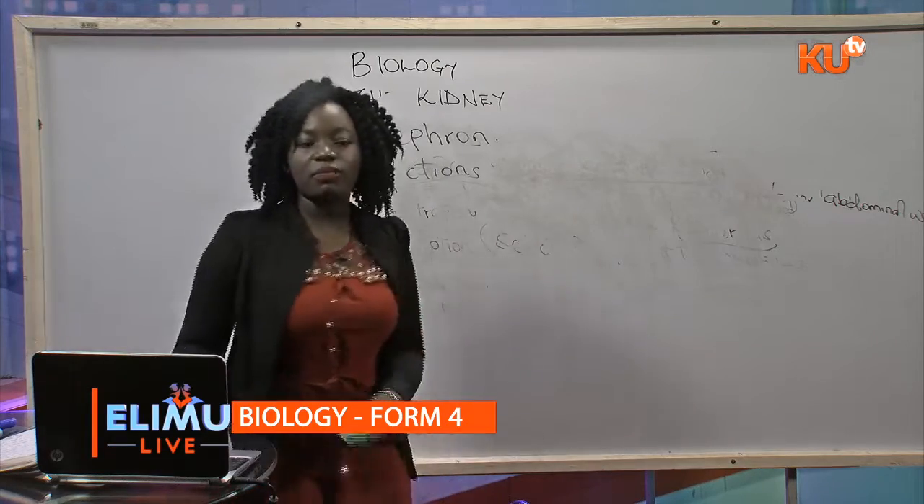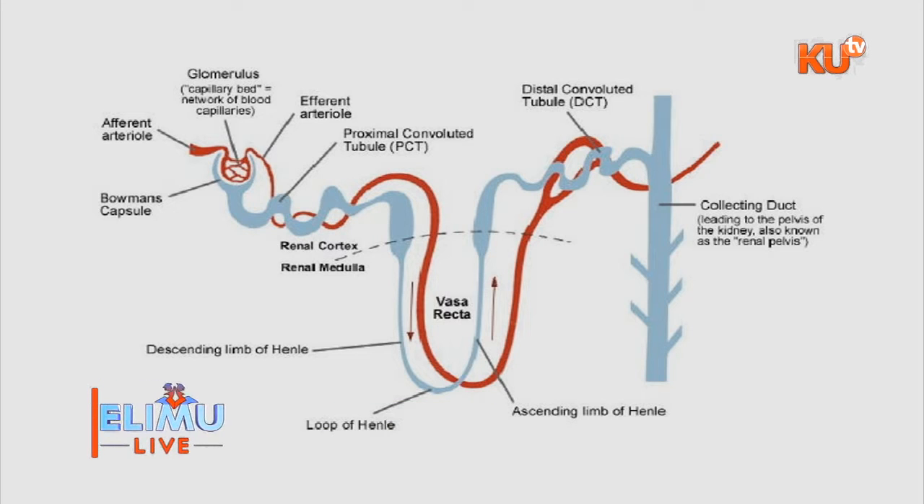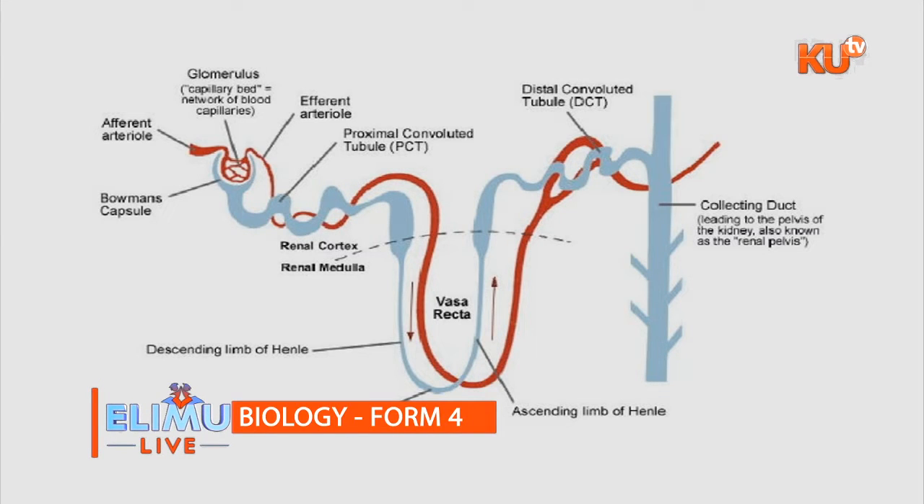On your screen, you will be shown the structure of the kidney nephron. And there you are able to see the efferent arteriole. I hope you are together. That is whereby the blood comes into the nephron. We have the glomerulus, the Bowman's capsule, efferent arteriole, proximal convoluted tubule, descending loop of Henle, ascending loop of Henle, distal convoluted tubule, and then the collecting duct.